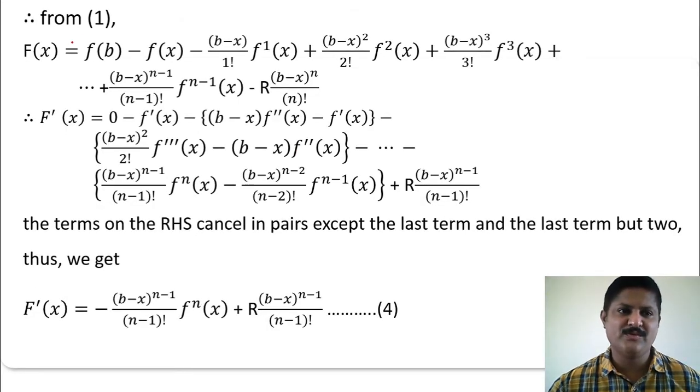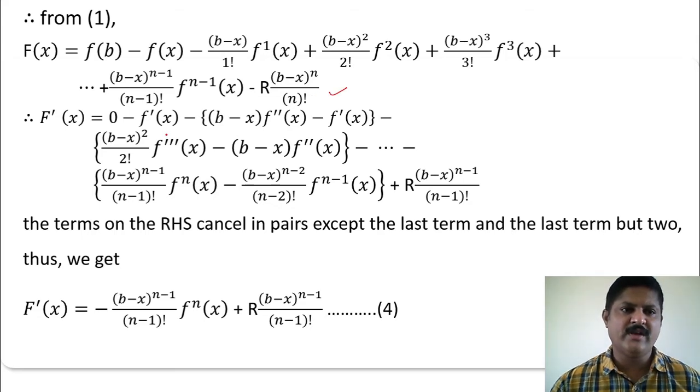Therefore, from equation 1, capital F of x equals f of b minus f of x minus (b minus x) divided by 1 factorial into f1 of x plus (b minus x) whole square by 2 factorial into f2 of x plus (b minus x) whole cube by 3 factorial into f3 of x plus so on plus (b minus x) whole power n minus 1 divided by n minus 1 factorial into fn minus 1 of x minus R into (b minus x) whole power n divided by n factorial.